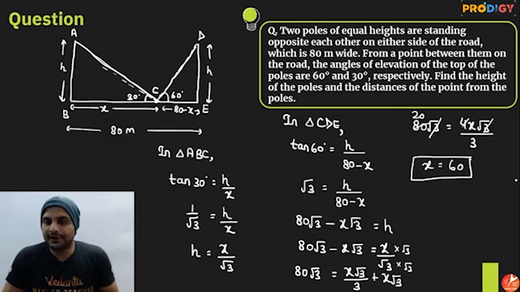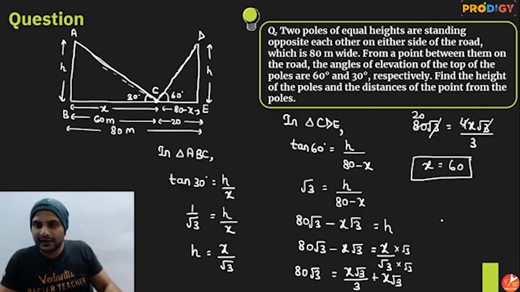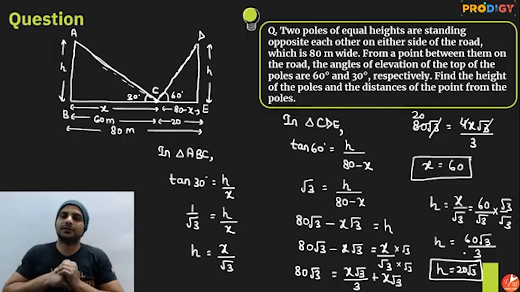X is equal to 60 meters. So the distance from one of the poles is 60 meters and from the other pole it is 20 meters. We have to find out h as well. h is equal to x by root 3, which means 60 by root 3. Rationalize root 3 and root 3. h is equal to 60 root 3 by 3, which means h is equal to 20 root 3.